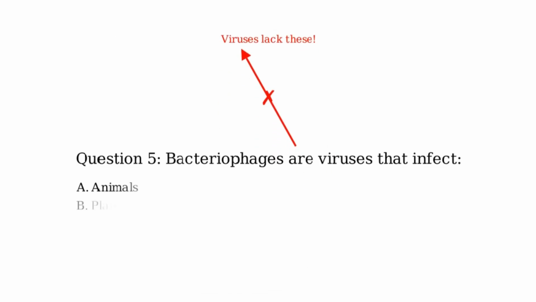Question 5. Bacteriophages are viruses that infect A. Animals. B. Plants. C. Bacteria. D. Fungi. The correct answer is C. Bacteriophages or phages are viruses that specifically infect bacterial cells.